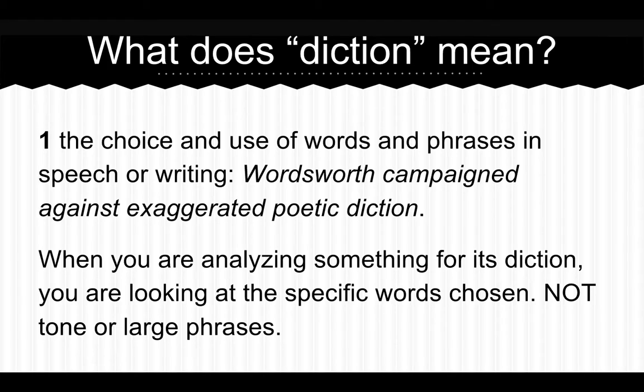But the trick is when you're analyzing something for its diction, you are looking at only the specific words chosen, individual words. So this is a mistake I keep seeing in papers. When you say you're analyzing for the diction, some of you in your actual analysis are looking at the tone, or you'll look at a larger phrase. You'll quote a whole phrase. If you're going to analyze their word choice, you've got to look at their individual words. So I'm going to give you some tips on how to do this.